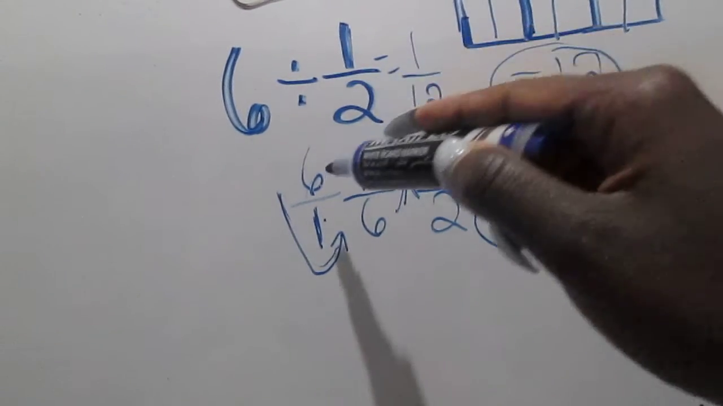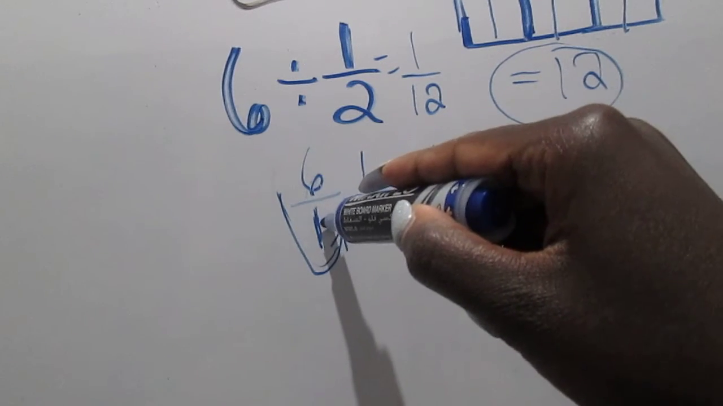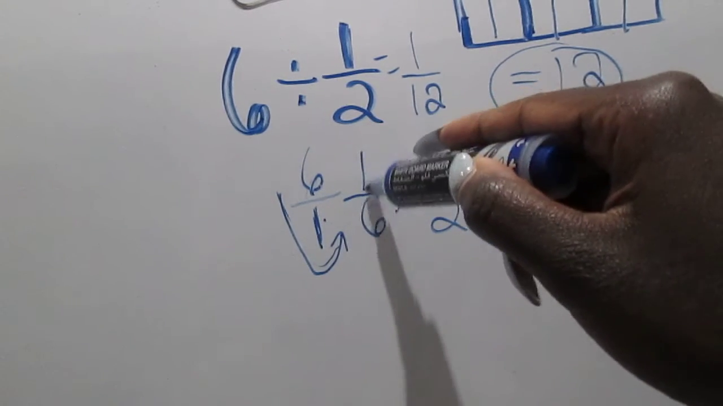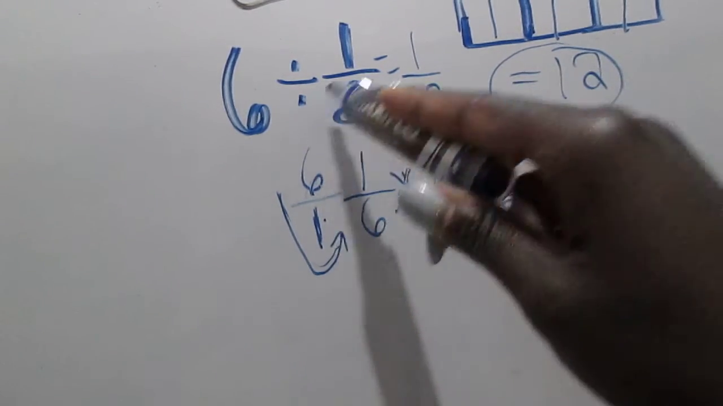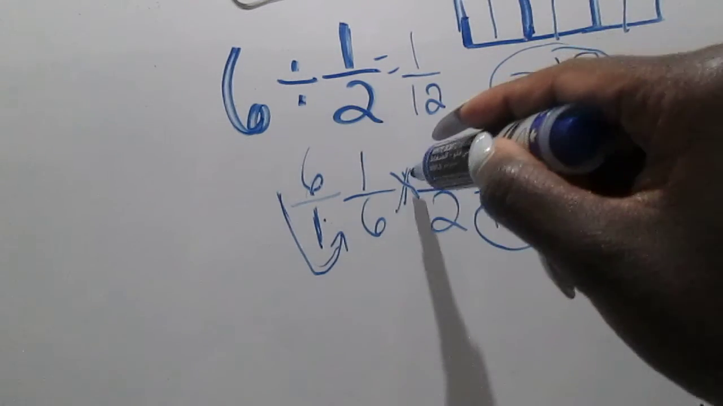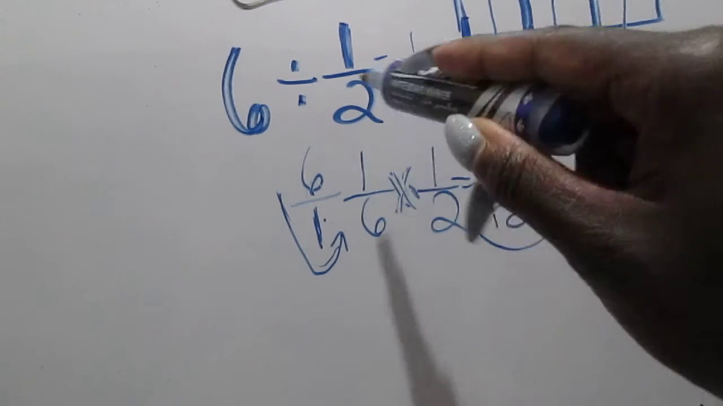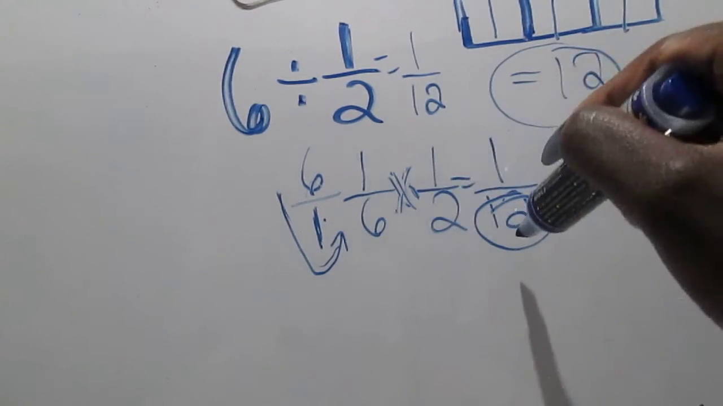6 divided by 1/2. I turn that 6 into a simple fraction. Then I flip it, turn it into 1/6. And then I use inverse operations, which is the opposite of divide. I multiply. And I multiply that times 1/2, and I get 1/12.